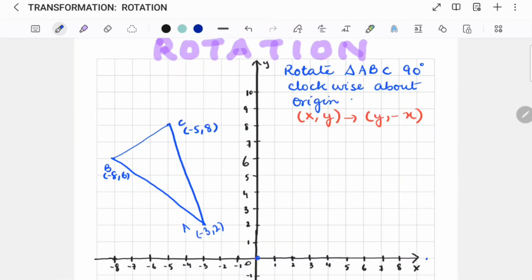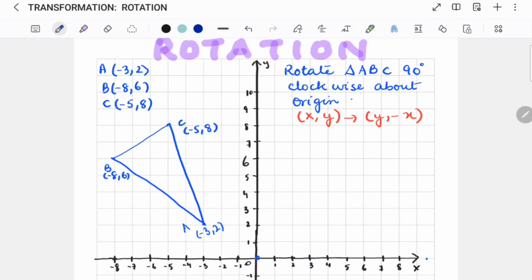We are going to rotate triangle ABC 90 degrees clockwise about the origin, and I've written the rule over there, but it's only for rotation about the origin. So (x, y) will become (y, -x). The points we have are A, B and C; just quickly copy them down. Your point A is (-3, 2), your B is (-8, 6), and your point C is (-5, 8).